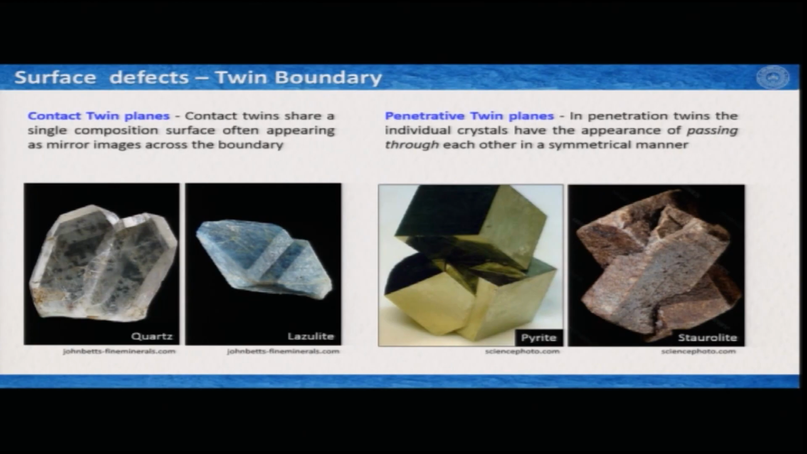So contact twin boundaries share a sort of single composition surface, often appearing as a mirror image to each other. For example, we see here a quartz, or this is a lazulite. But in penetration twins the individual crystals have the appearance of passing through each other, like they sort of penetrate one crystal, and of course it has to be done in a symmetric manner. So here are two examples. What we see here, this one is for pyrite and this one is for staurolite. As you can see from this, it seems that it almost went inside the crystal, but that happened in a symmetrical manner.